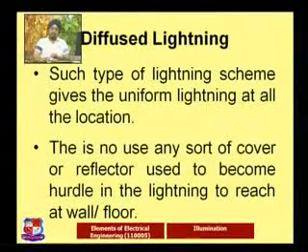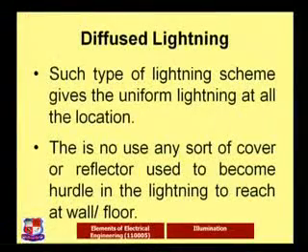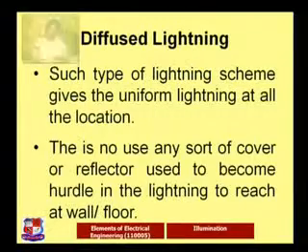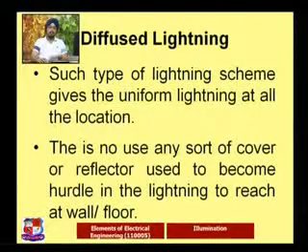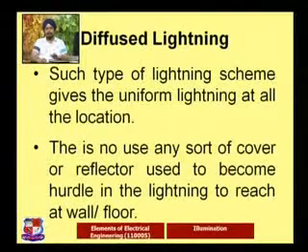Diffuse lighting. Now in this particular lighting there is no reflector, no kind of such things going to be used. This is there to give us uniform lighting. So where we require the actual or uniform lighting, we can use diffuse lighting. There is no use of any shade or cover or reflector to become the hurdle in between the lighting reaching the wall, floor or any object.